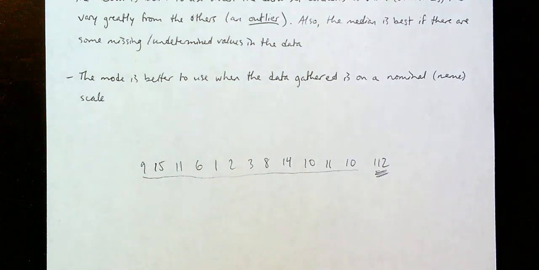So this concludes our somewhat lengthy video on measures of average and measures of central tendency. In the next video, we are going to be talking about some new measures of variation and or measures of difference. We're going to talk about the range, the variance, and the standard deviation.